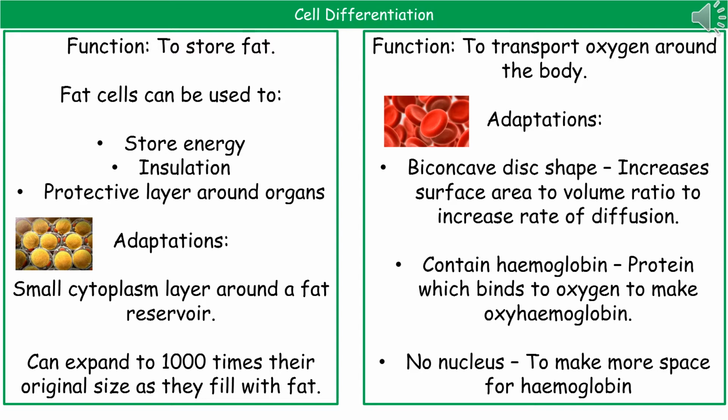Third cell is the red blood cell, which is to transport oxygen around the body. It's got those key adaptations of having a biconcave disc shape to increase the surface area to volume ratio so we get faster diffusion. They contain hemoglobin, which is the protein that binds to oxygen to make oxyhemoglobin, and they don't have a nucleus to make more space inside.